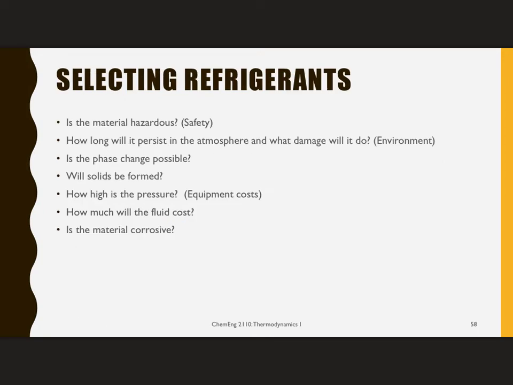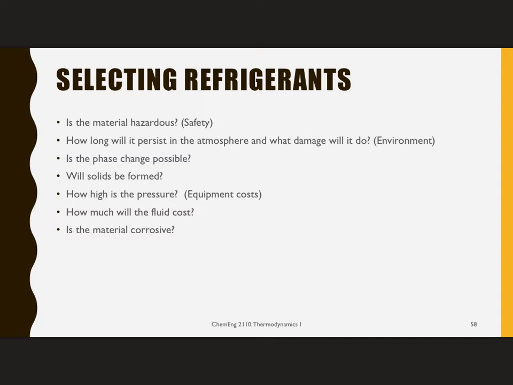We also want to think through things about safety and the environment, right? Is the material hazardous? Like I say, do I want something flammable or poisonous in my house? And then when it ultimately does end up leaking into the atmosphere, because no matter how we try to contain it, some will, what damage is that going to do? So there are serious environmental concerns. But we also have to think practically. So is the phase change that we need even possible? Is it going to phase change to solids? Because solids don't flow very well through a cyclic system.